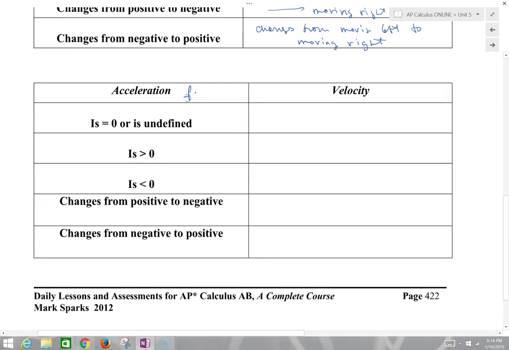So this is f double prime of x, and velocity is our f prime of x, our speed function with direction. So when the acceleration is 0 or undefined, well, we have potential change in velocity. When acceleration is greater than 0, then the particle is speeding up.